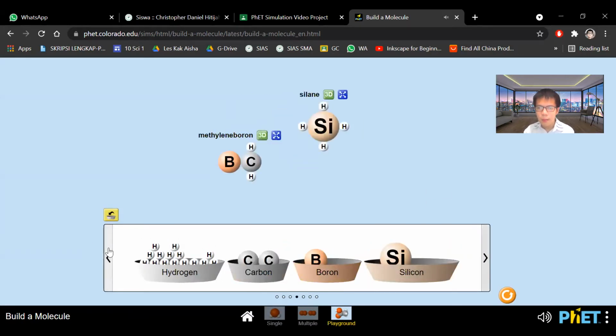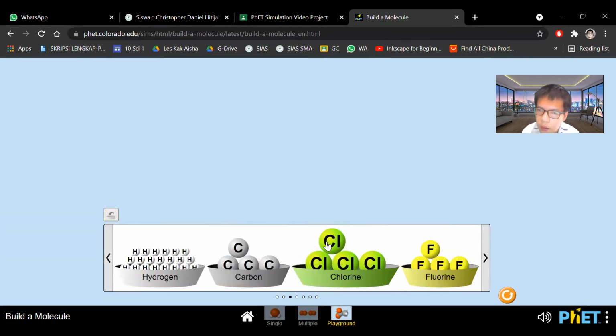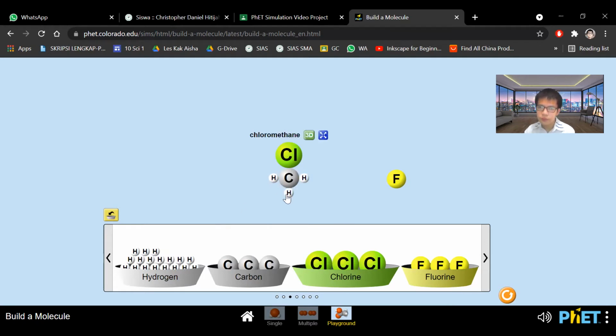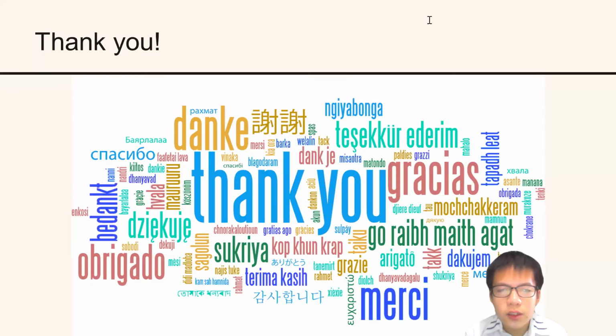How about chlorine or fluorine? How about chlorine with carbon and hydrogen? It becomes chloromethane. Or fluorine with carbon and hydrogen becomes fluoromethane. Thank you for watching my video.